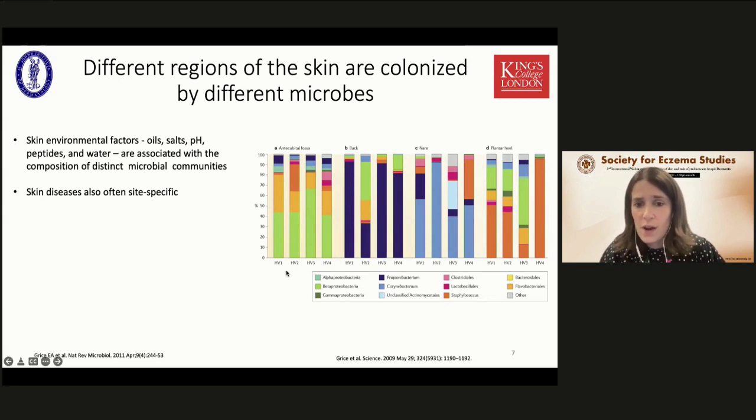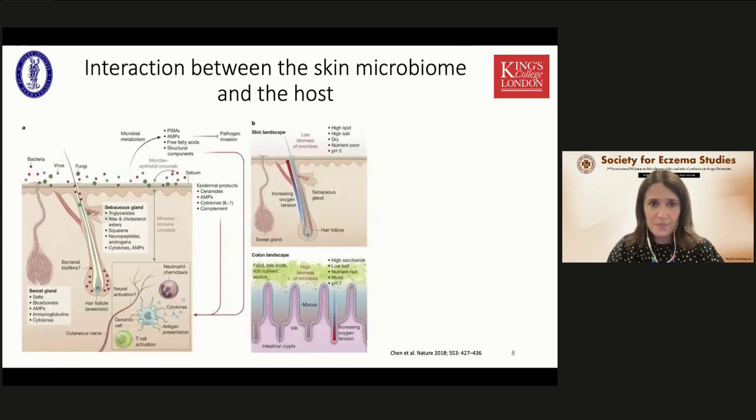So here you have 4 healthy individuals who had their microbiome sampled at 4 different skin sites: the antecubital fossa, the back, the nostrils, and the heel. And you can see that across the 4 individuals, the skin microbiome was very similar at each individual site. But when you look between skin sites, even within the same individual, the microbiome is very different. So skin site is an important factor in the skin microbiome.